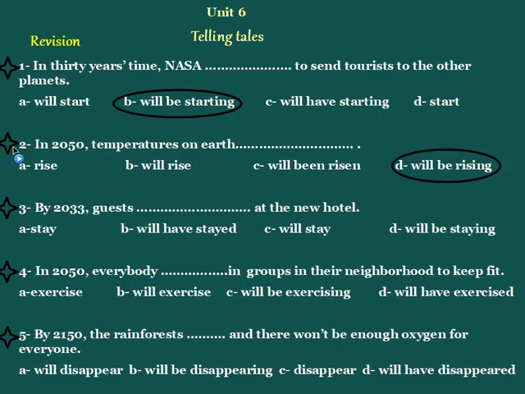will be rising. Number 3: by 2033, guests space at the new hotel. So I'm giving you time to guess the word. Which answer is the perfect answer? Of course, it will be will have stayed. So this is future perfect. Let's go to number 4.